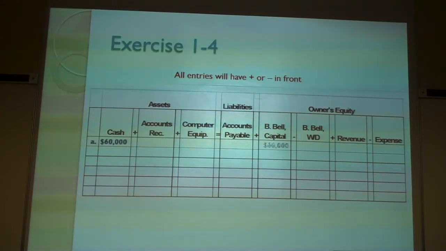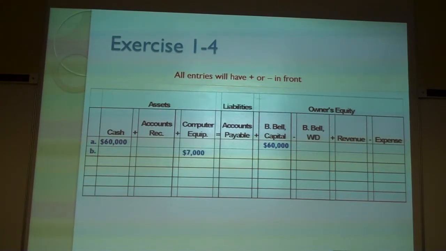So here's one of the transactions, and mine even has the dollar sign too, but you do not need the dollar sign. Label it, that was transaction A. What happened on that transaction? He invested in the company. Yeah, initial investment, and that's usually the first transaction.